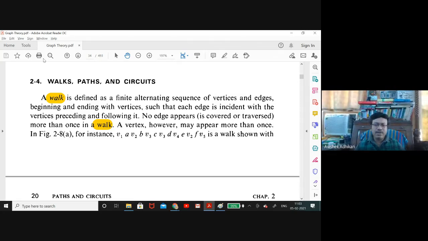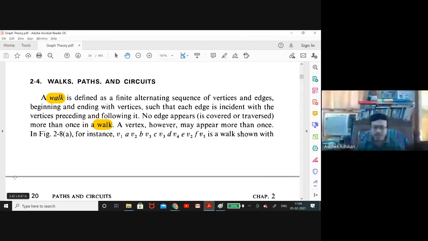In today's class, I'm again going to talk about very practical things that have a lot of implications as well as applications in real life. So today I'm going to talk about mostly walks, paths, and circuits. As I mentioned in my earlier classes, I'm going to follow the book by Narsingh Deo. So this is from his book directly. You can see that this is section 2.4 and the heading is walks, paths, and circuits.